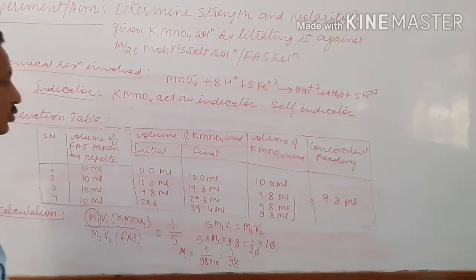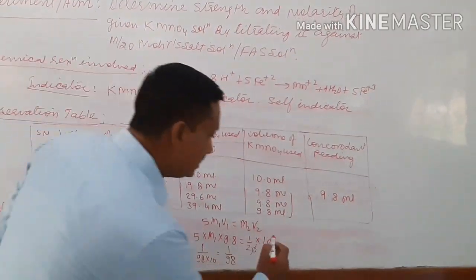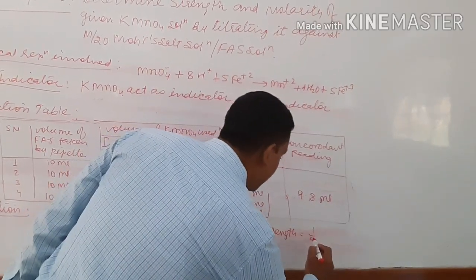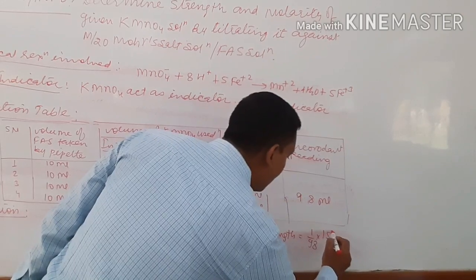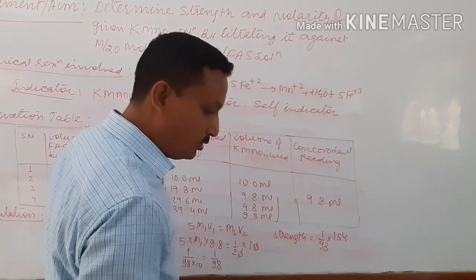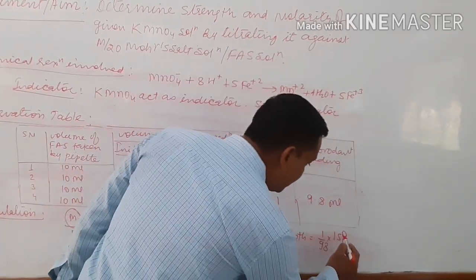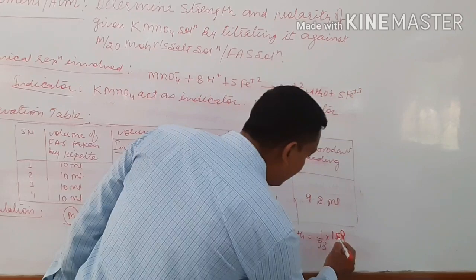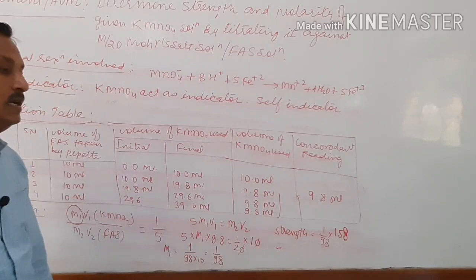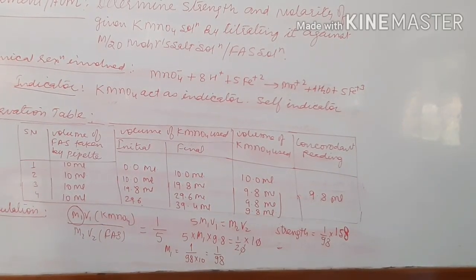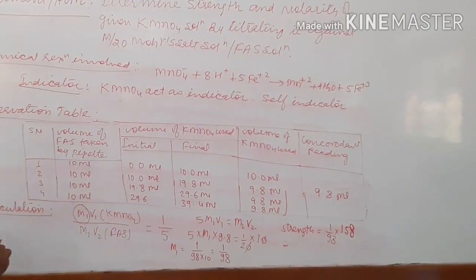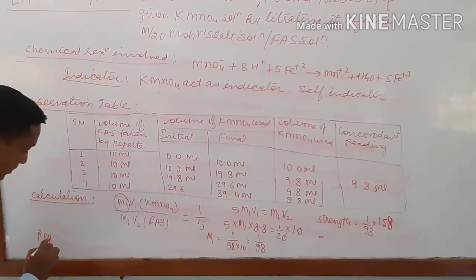Then how to calculate the strength? Strength would be 1 upon 98 into the molar mass of KMnO4, it is 158, sorry, it would be the molar mass of KMnO4. So we can calculate it and get the strength in gram per liter. This is the titration.